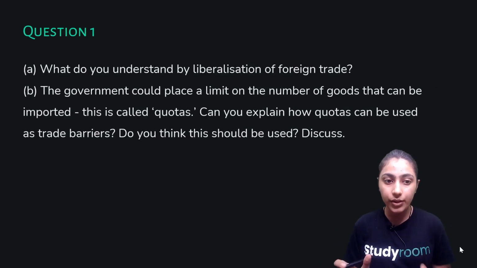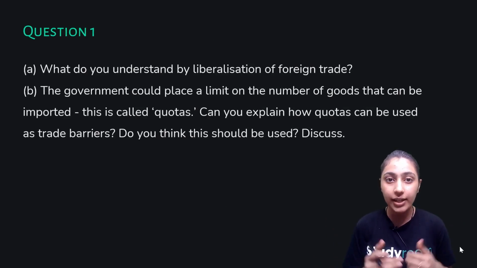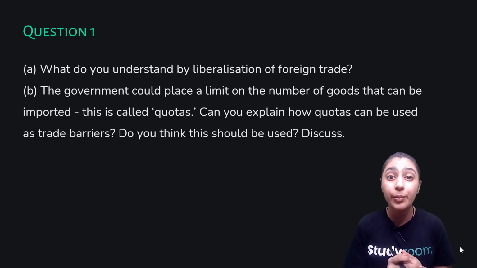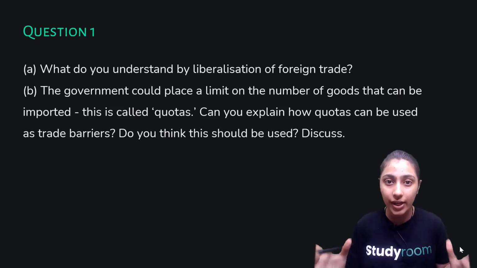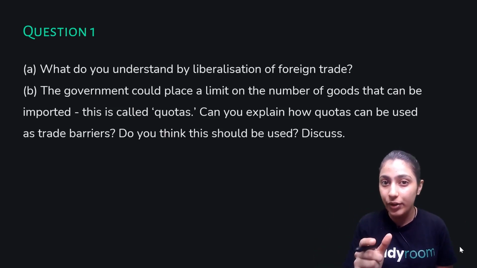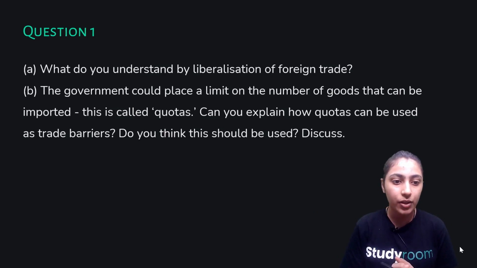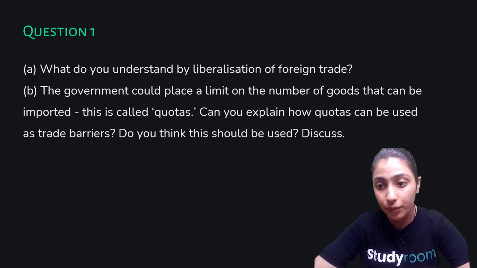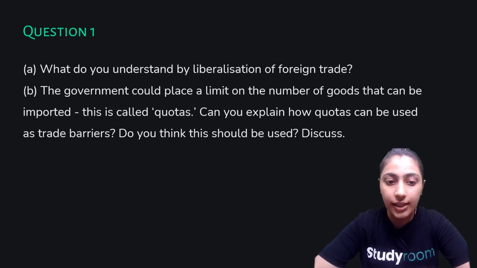Now, our first question is, what do you understand by liberalization of foreign trade? Liberalization of foreign trade means removing the barriers or restrictions that were imposed by the government on trading. Our second question is, the government could place a limit on the number of goods that can be imported. This is called quotas. Can you explain how quotas can be used as a trade barrier? Do you think this should be used?